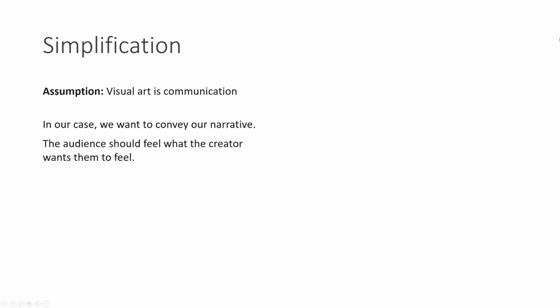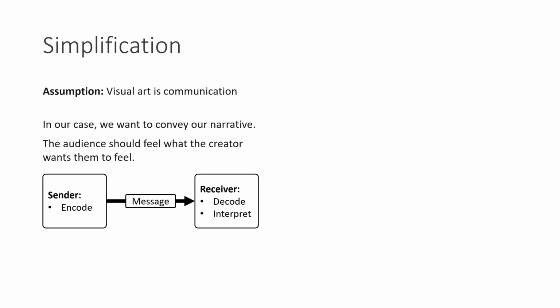To understand all this a little bit better, let's take a look at a very common model of communication. You can see that in this model, the sender is on the left side and the receiver is on the right side, and they're sending a message through a channel of communication. The responsibilities of the sender are to encode the message, and the receiver needs to decode and interpret what has been told.